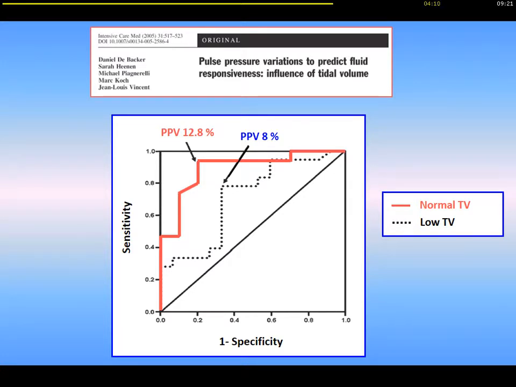This was demonstrated by this study by one of the chairmen, Daniel De Backer, and you see that the area under the curve is not as good in case of low tidal volume, in black, but also the threshold value was lower, 8% compared to 13%.